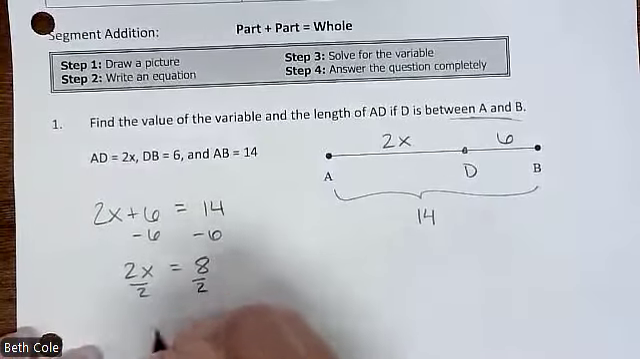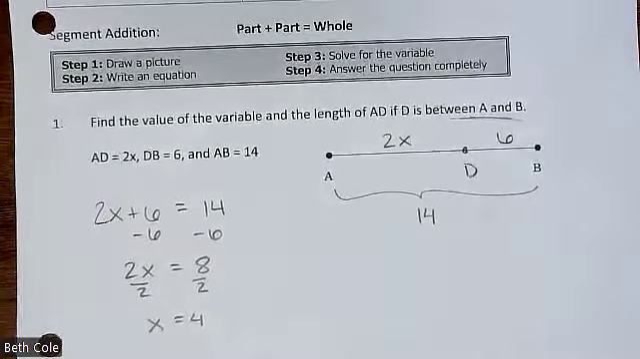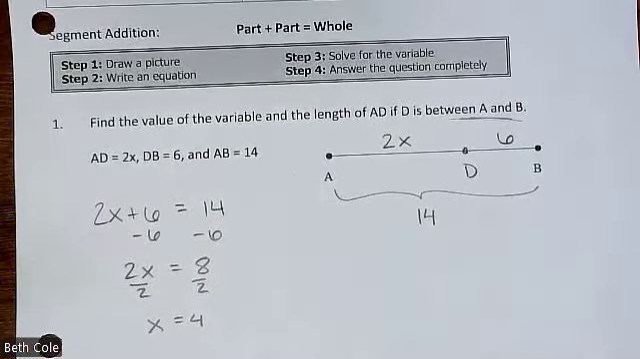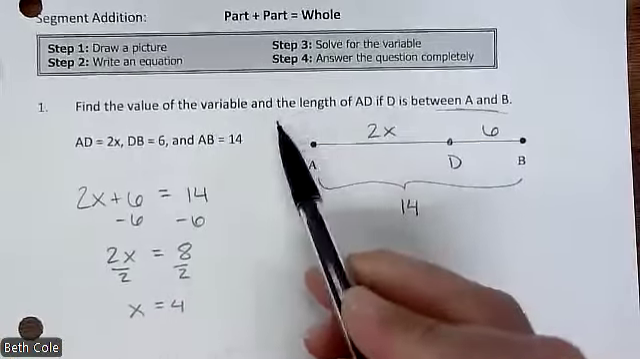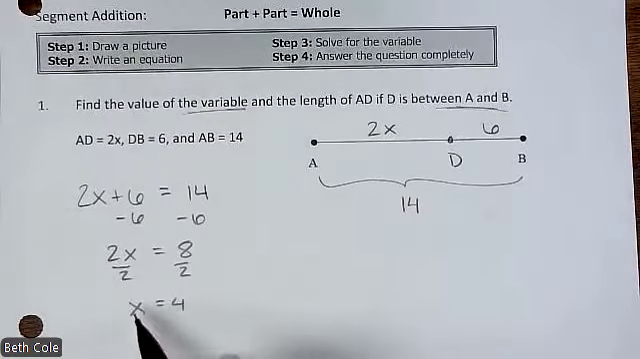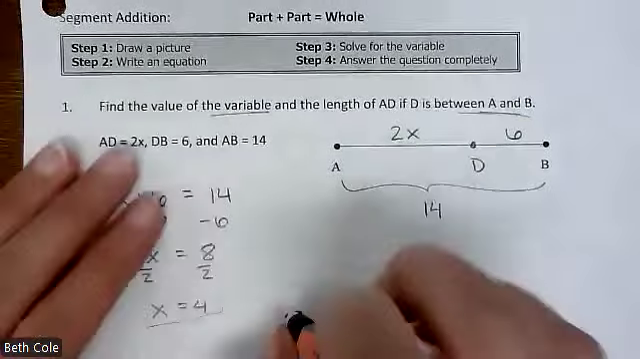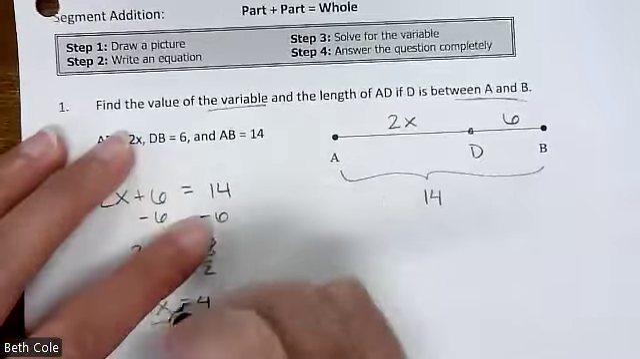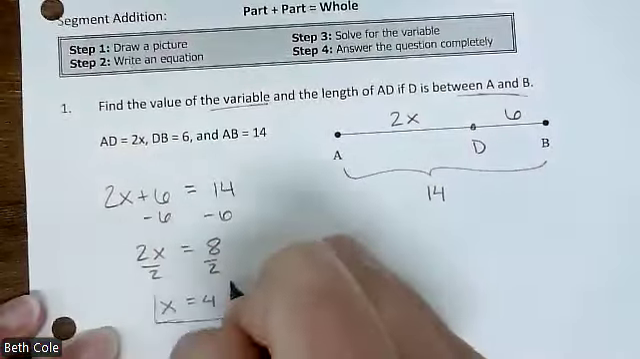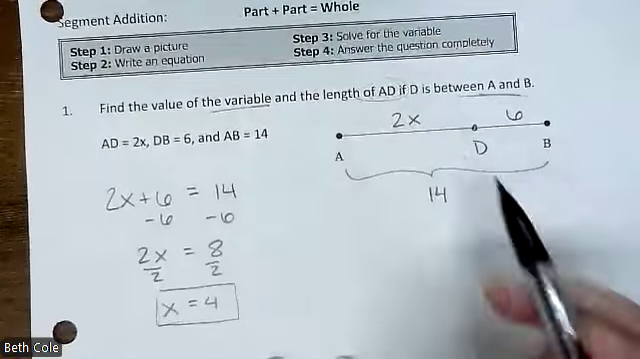Divide by 2. X is 4. Now, sometimes they want you to find X, and sometimes they want you to find the length of something else. So you need to be really careful. It says to find what? It says find the variable, which we just did, X is 4. But what else does it say to find? Just read. The length of AD.